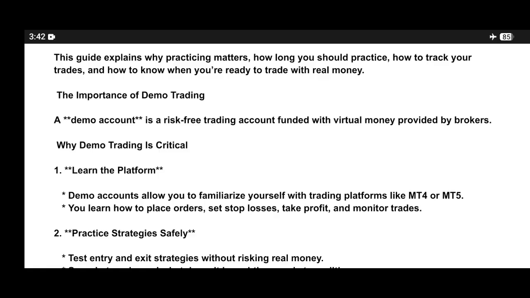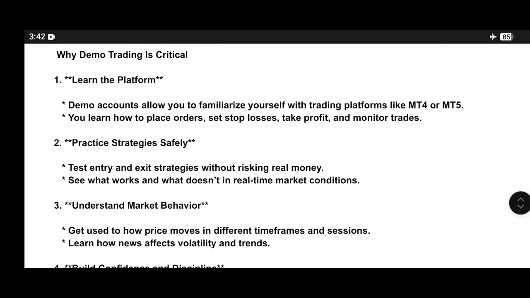Also, number 2, practice strategies safely. A demo account helps you to test your entry and exit strategies without risking real money. It also helps you to see what works and what doesn't work in real-time market conditions.